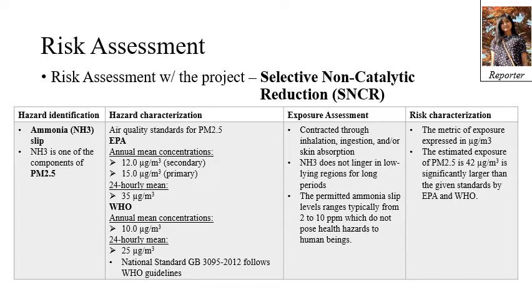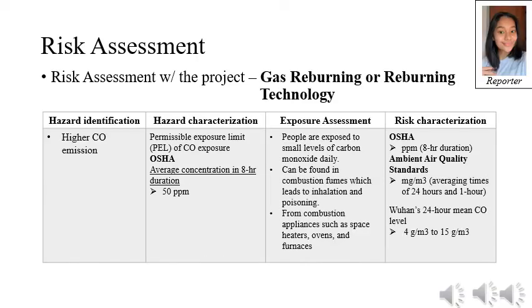The estimated exposure of PM2.5 in the city of Wuhan is 42 micrograms per cubic meter, which is significantly larger than the given standards by EPA and WHO. For the risk assessment of GR technology, though it is one of the most efficient and cost-effective technologies that can reduce NOx emission, its process results in higher CO emission.